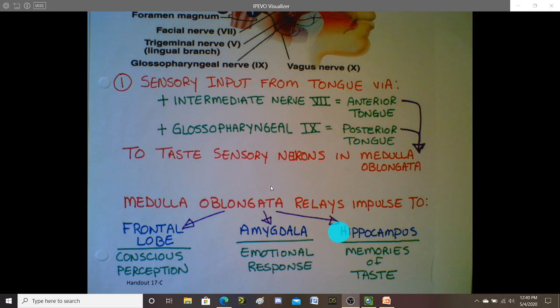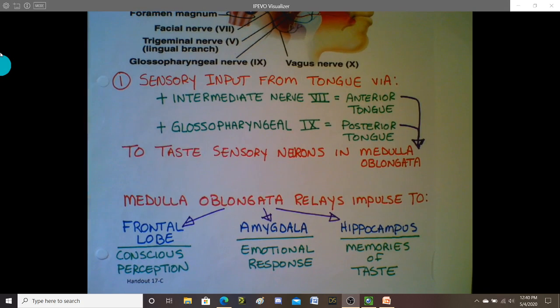We also relay information to the hippocampus. That's the area of the limbic system that's going to produce memory. And this is going to help us make a memory of the taste. So if I say visualize your favorite food, you can actually think about it and produce a memory about how that tastes. And you can taste it in your mind without eating it. That is done in the hippocampus. So these are where our gustatory pathways move and how we are going to perceive and interpret that different taste.